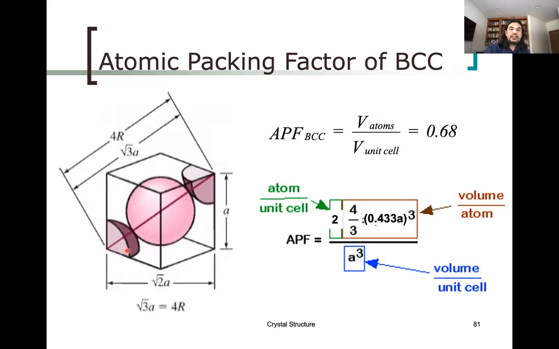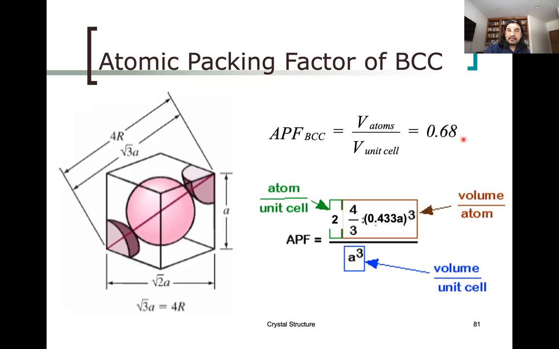And you can do the geometry, because going from here to here, all of these sides are A. Going from this corner to this corner is just the square root of 3 times A. And once you put in the volume of the unit cell, and that there are 2 atoms in your unit cell, but the radius of the atoms that you're putting there is this much, you get that the packing factor is 0.68.